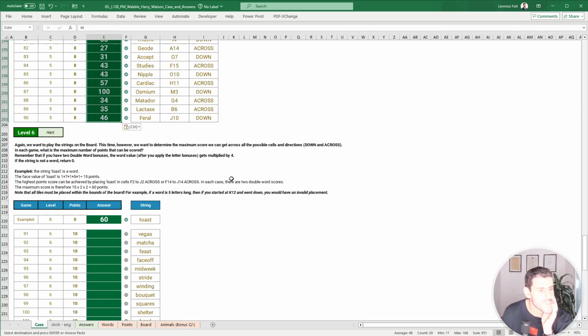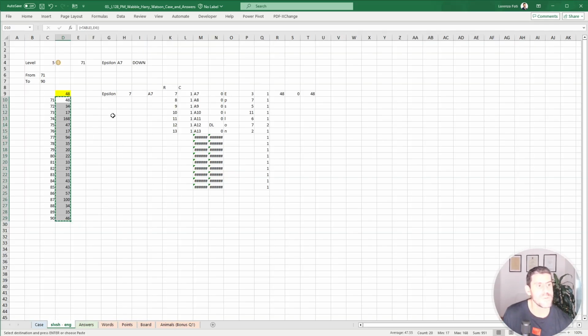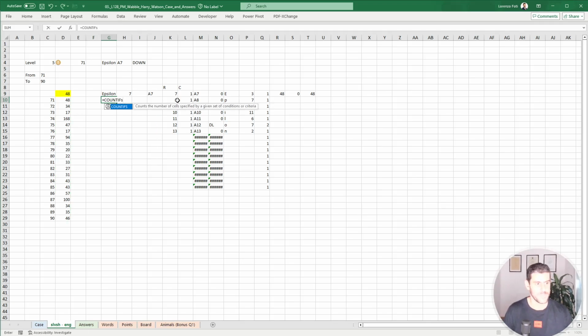So level 6 asks you to place the strings on the board. Want to determine the maximum score we can get across all the possible cells and direction. In each game, what is the maximum number of points that can be scored? Remember that if you have 2 double word bonuses, let's multiply by 4, string is low, return 0. Okay, so first of all, I will check whether this is a word or not.